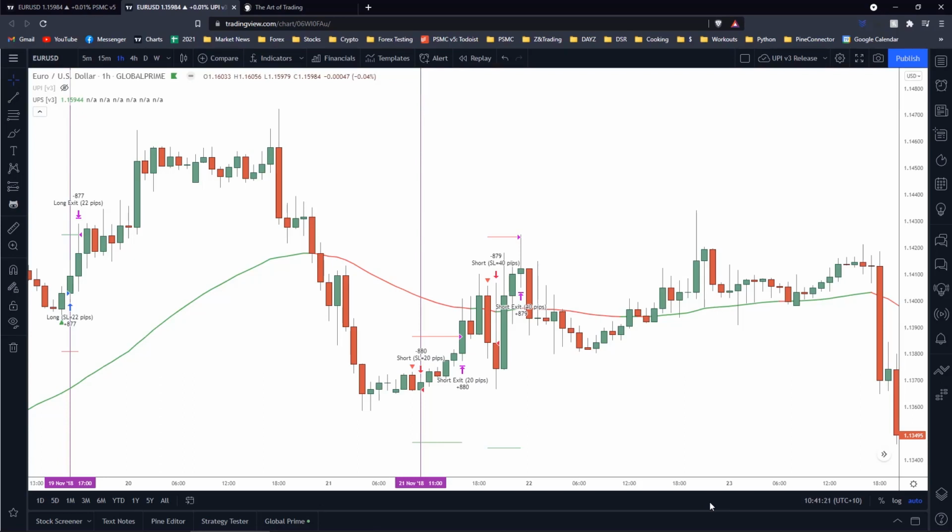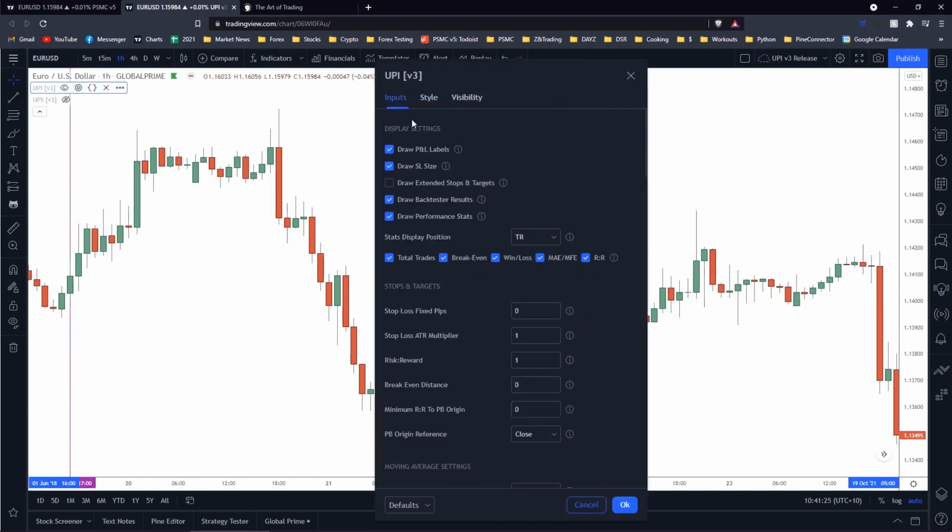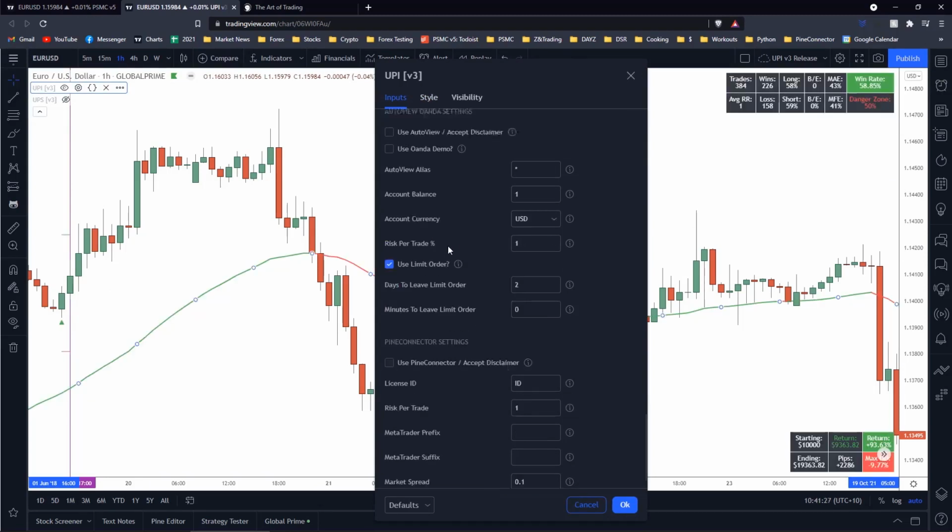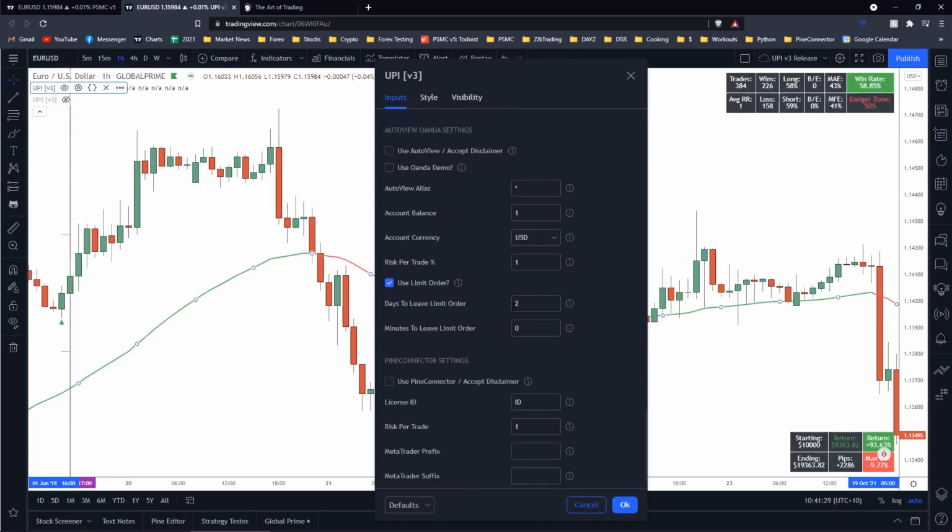You can fully automate the ultimate pullback indicator using Pine Connector and/or AutoView. You can't use both at the same time in this script. You could set up multiple alerts for both. If you set up AutoView, for example, and set your alerts, and then disabled AutoView and then set up Pine Connector and set your alerts, you could trade through both services. I'll show you how to set up AutoView and Pine Connector in a different video. Today's video is not about that.